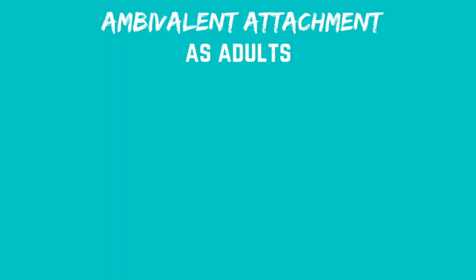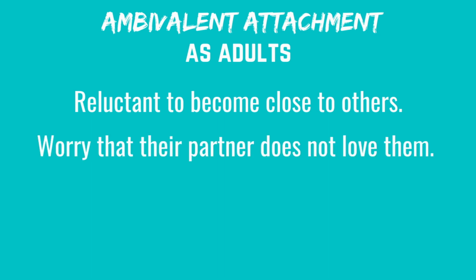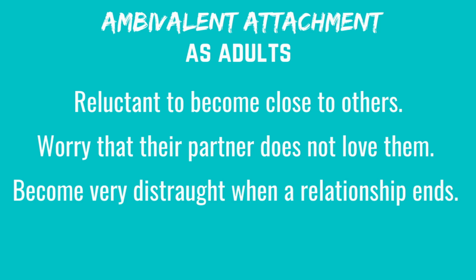So it's like they're happy that the parent is back because they're kind of like secure attachment, but they're not happy like the secure attachment children. They are resentful, and they would be pissed and not be comforted by the parent like the avoidant attachment children. Now these ambivalent attachment children, when they become adults, they are reluctant to become close to others. They are always worried that their partner does not love them, and they become very upset when their relationship ends.